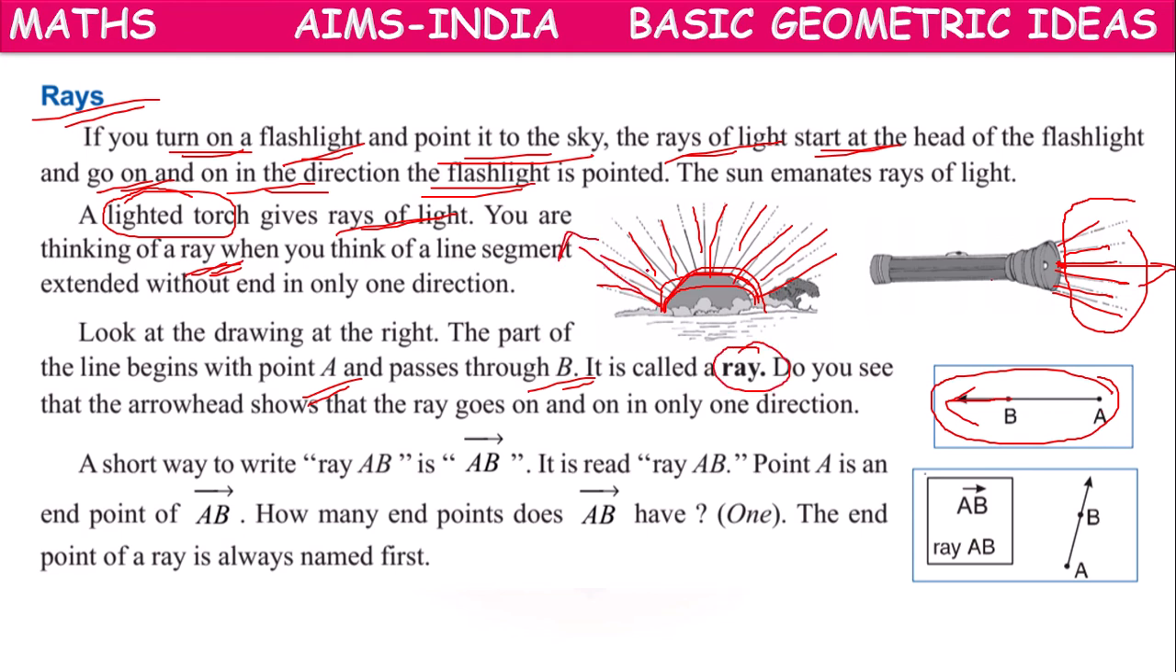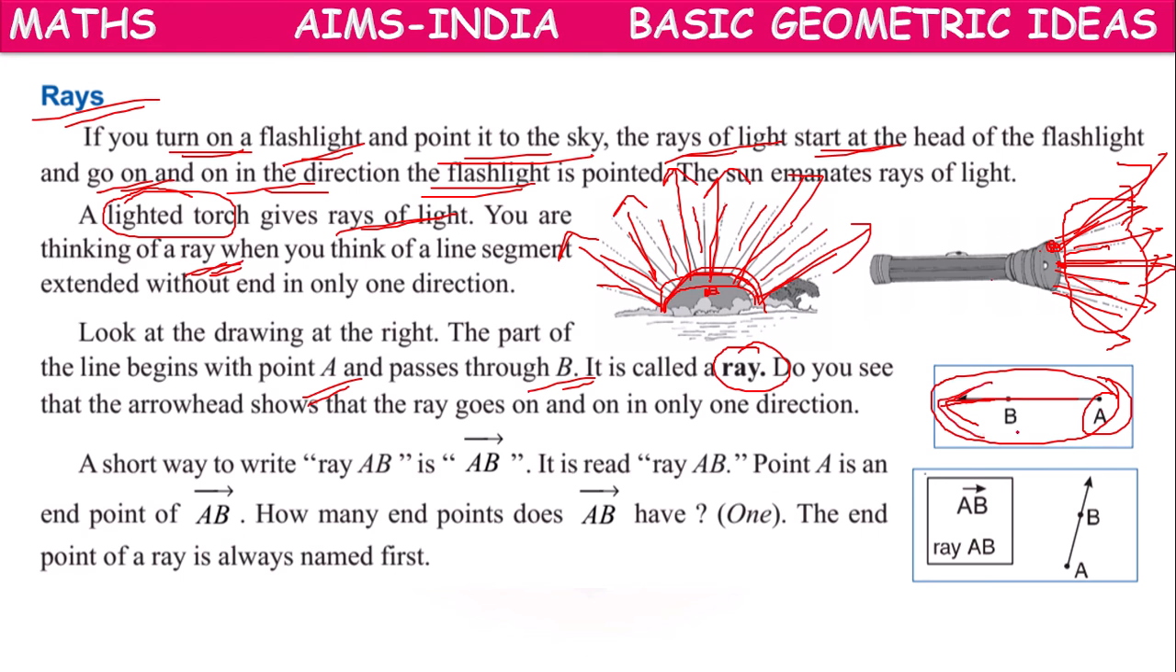The sun ray or the flashlight ray starts from the head of the flashlight, or from the center point of the sun. They start from one point and from there they travel in all possible directions without end. Here also the light travels from the flashlight in the pointed direction without end. These are all called rays of light. They start from a point and extend without end.